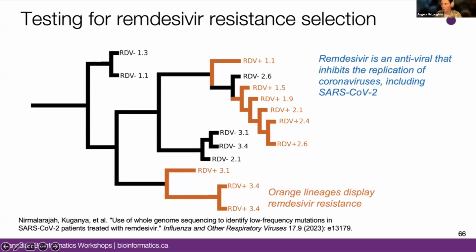And one more thing I wanted to talk about on this topic is you could also use this approach to test, for example, for remdesivir resistance selection. So remdesivir is an antiviral that is used to inhibit the replication of coronaviruses such as SARS-CoV-2. And you could use, for example, ancestral state reconstruction to look at where remdesivir resistance might have occurred in the ancestral states, but you can also group these by their relatedness in terms of the underlying mutations there.